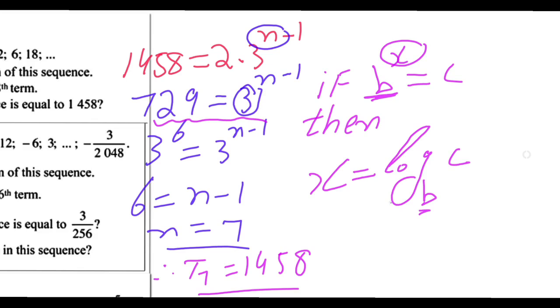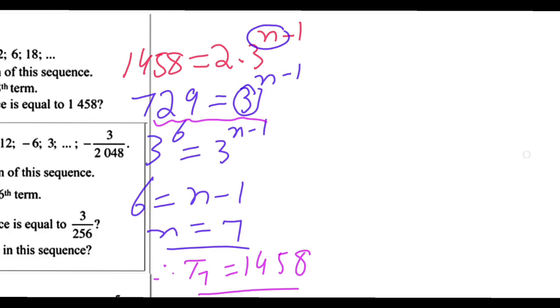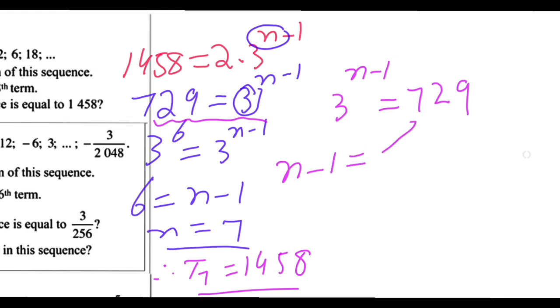Now I'm going to apply here in this question. So we got 3 power n negative 1 is equal to 729. Now we need to find the n minus 1. So I'm going to apply the log of 729 to the base 3. So I use my calculator.